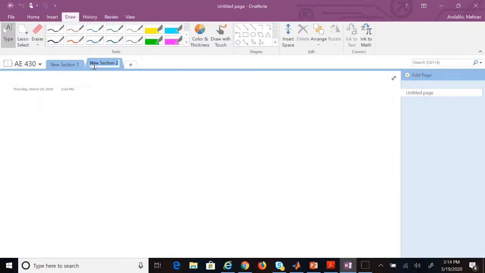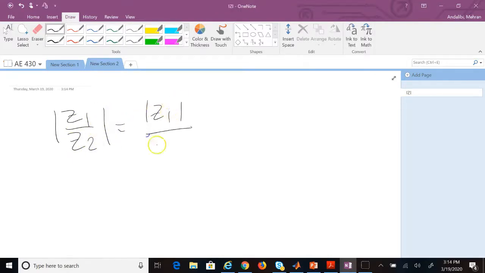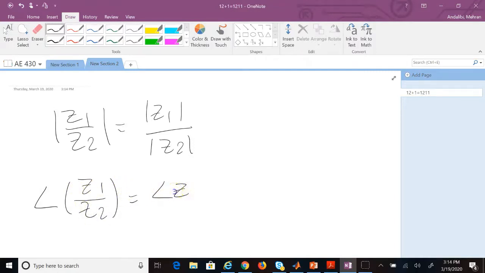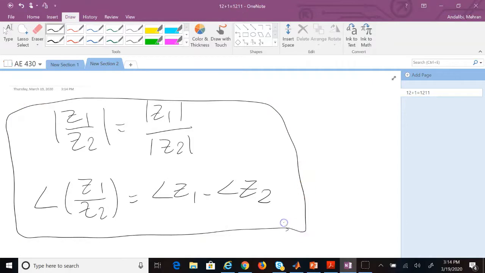So I write the rule that we use a lot. The magnitude of Z1 over Z2, where Z1 and Z2 are complex numbers, is the magnitude of Z1 divided by the magnitude of Z2, and the phase of Z1 divided by Z2 is what? It's the phase of Z1 minus the phase of Z2. Okay, so these two we're going to use a lot in this section and from this point on, so hopefully you remember them.